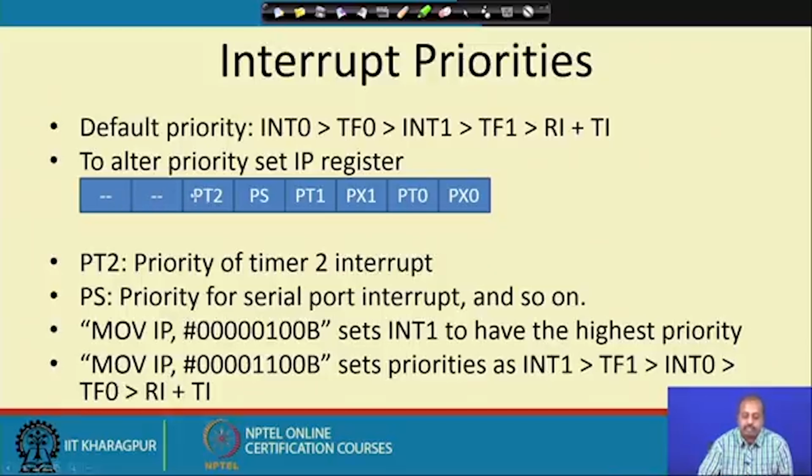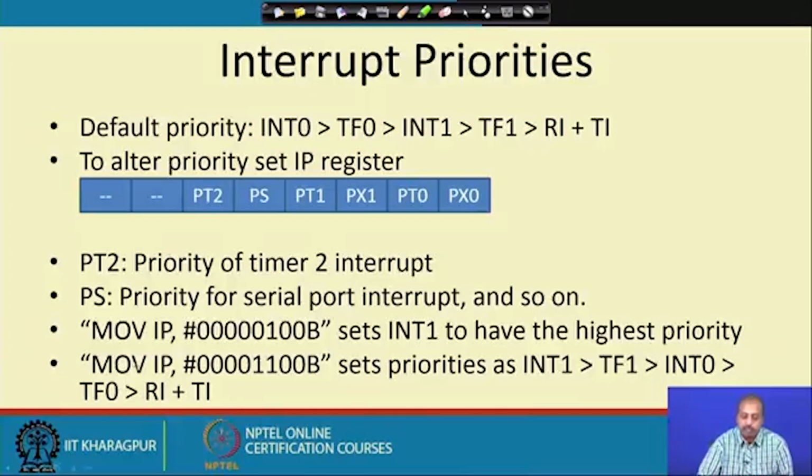The first 2 bits do not have any functionality. Then PT2 is the priority of timer 2 interrupt. PS is the priority of the serial port interrupt. Then PT1 is the priority of timer 1 interrupt. PX1 is the priority of external interrupt 1. PT0 is the priority of timer interrupt 0, like that. Now, if you set any of those bits to 1, that interrupt will assume the highest priority.